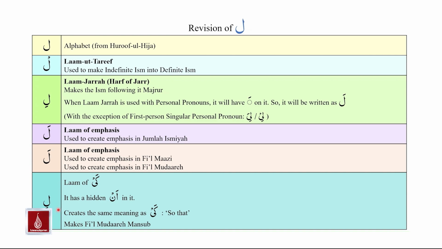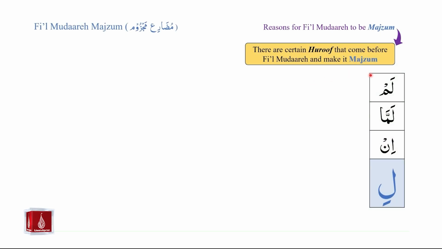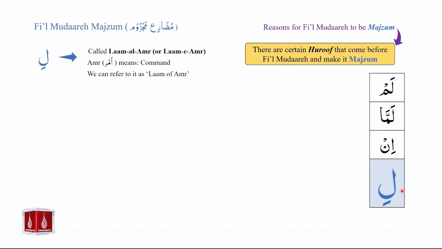Now we will move to the laam that we are studying that is used to make fi'il mudare majzoom. So these are the huruf that we have studied that will make fi'il mudare majzoom: lam, lamma, and in. And now we have this lam, which is lam with a zair under it, which is also used to make fi'il mudare majzoom. So what is the name of this particular lam? This lam is called lam al-amr or lam-e-amr. Amr means command. So we can refer to this lam as the lam of Amr.